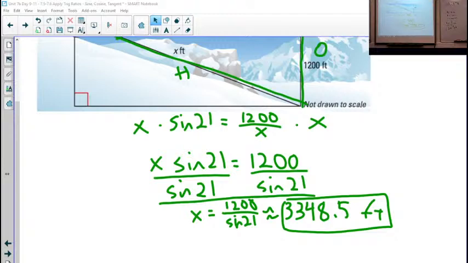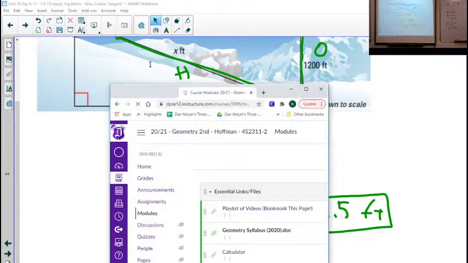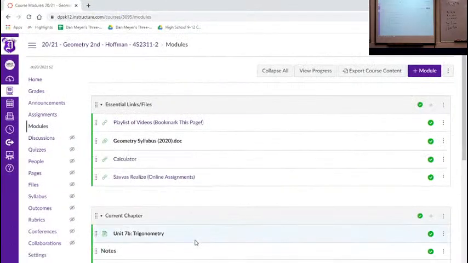So my suggestion, if you don't have a standard calculator sitting in front of you, is to go onto my modules page. One of the links at the top, along with the online textbook and my videos here, at the very top of the page, is calculator.